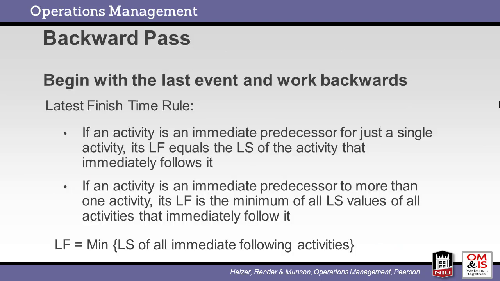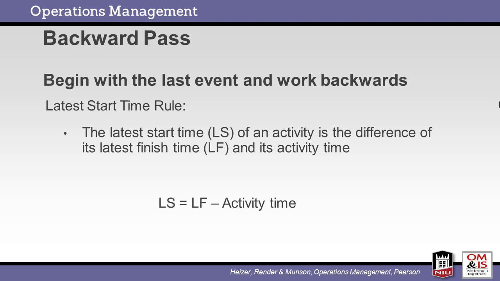Now we complete the backward pass analysis. We begin with the last activity and work our way backward to the start. The latest finish time rule states that the latest finish is the minimum of the latest start of all following activities. For the backward pass, the latest start time rule is that the latest start equals the latest finish reduced by the activity duration.